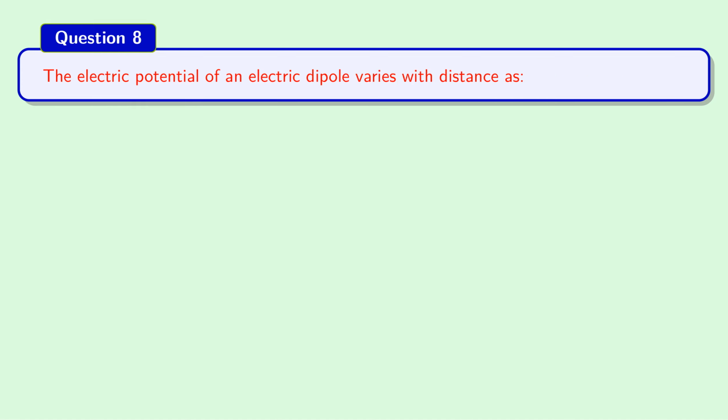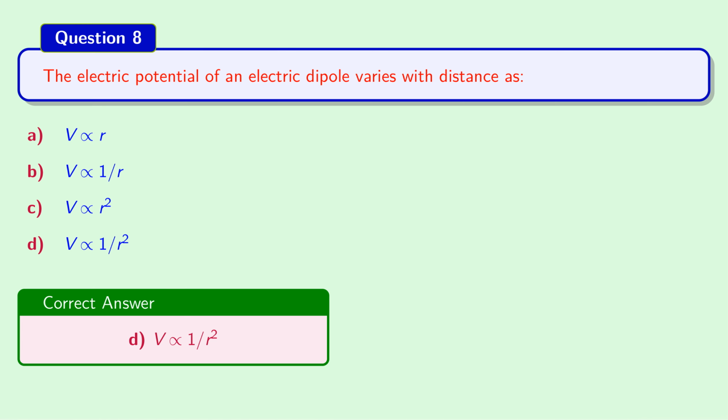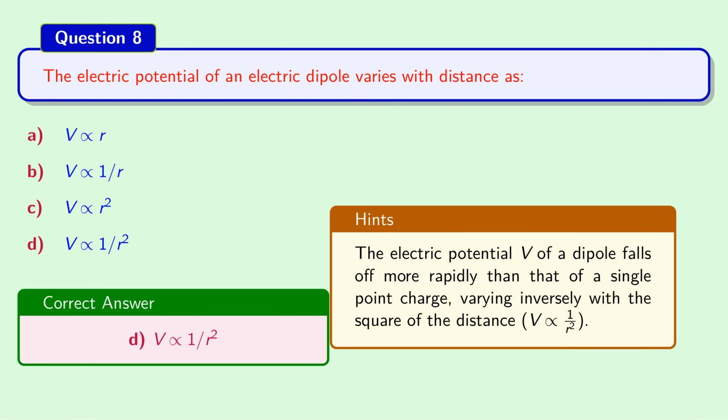Question 8. The electric potential of an electric dipole varies with distance as. Look at the options on the screen: A. V proportional to r, B. V proportional to 1 over r, C. V proportional to r squared, D. V proportional to 1 over r squared. Correct answer is option D, V proportional to 1 over r squared. Quick tip for this question.